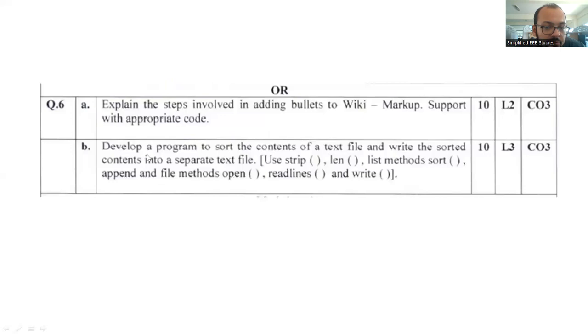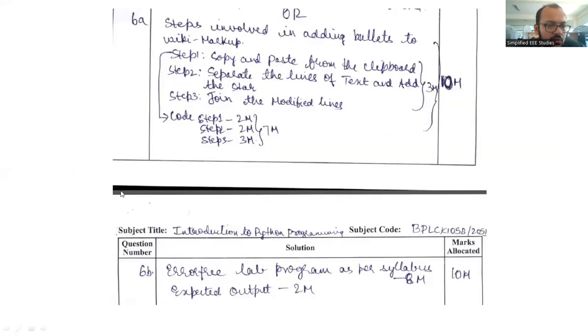Question number 6B: develop a program to sort the contents of the text file and write the sorted contents to a separate text file. Use strip, len, list methods. You can explain with the help of a suitable example. Here we require an error-free program, which is mentioned in the syllabus, and expected output. You can do any one of the programs. If you need the program, kindly let me know. I'll share it based on the request. This topic is yet to be covered in my lecture series. I'll be doing it soon.